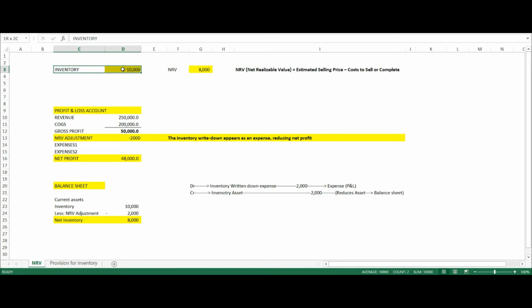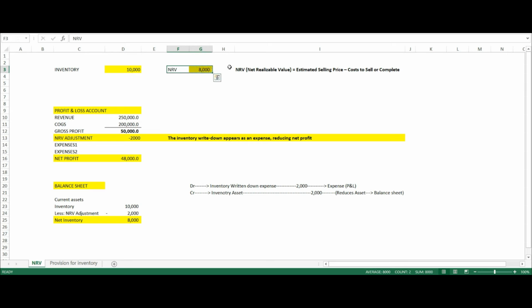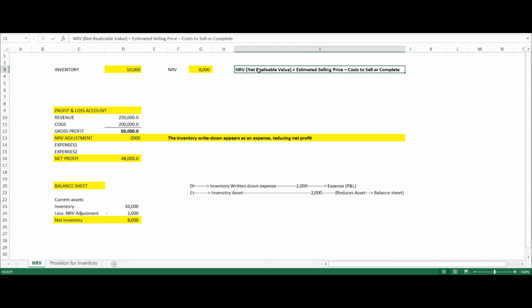Suppose we have inventory of 10,000 but the net realizable value is 8,000. As per IAS 2, we have to record the inventory at net realizable value or cost, whichever is lower. So in this case, our net realizable value is 8,000. Net realizable value means estimated selling price minus cost to sell. In simple terms, if your inventory cost is 10,000 but the amount that you can get due to any condition is 8,000, now you have to reduce the amount.